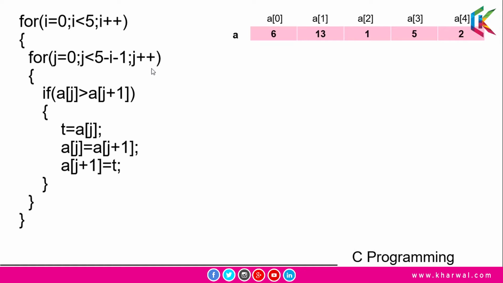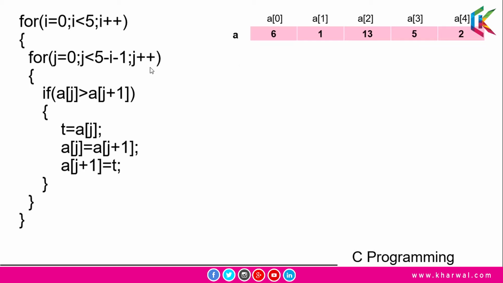After that, j++ will be executed, so the value of j will be 1 and 1 less than 4 and this condition is true, then it will check this condition. So a of 1 greater than a of 2 and that is true because 13 is at index 1 and 1 is at index 2. So these values will be swapped and after swapping the array A will be like this.